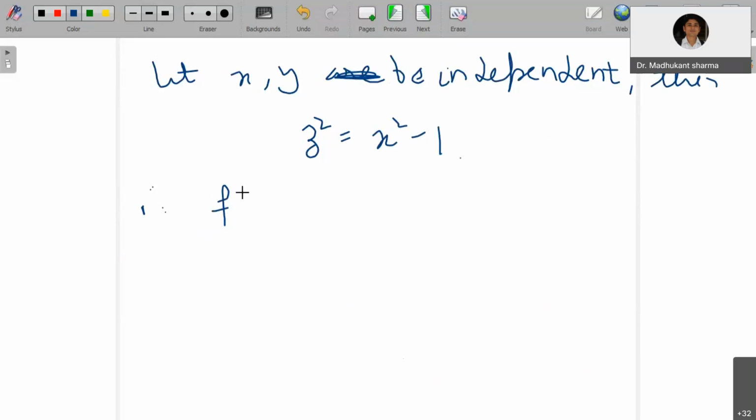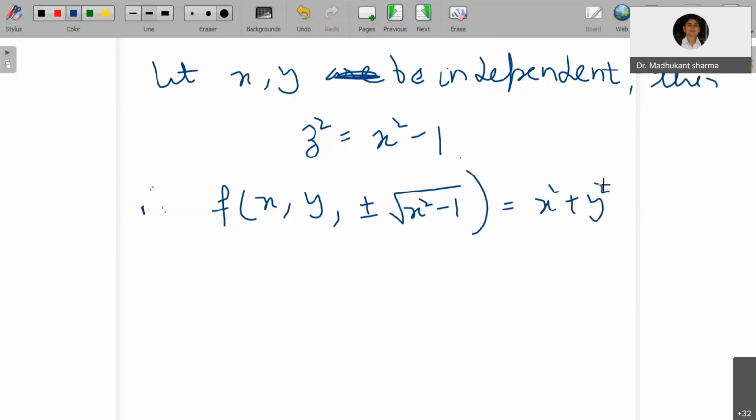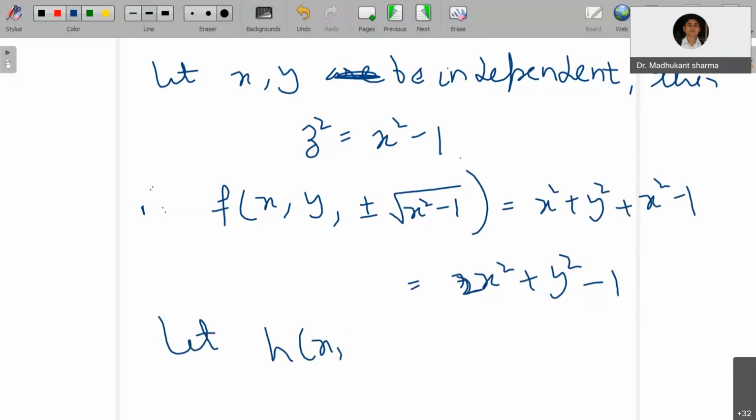So what is f of x comma y comma z? Z is nothing but plus or minus the square root of x squared minus 1. So that is going to be x squared plus y squared plus z squared. In any case, it is going to be plus x squared minus 1, so that is 2x squared plus y squared minus 1. Now again, let h of x comma y equal 2x squared plus y squared minus 1.